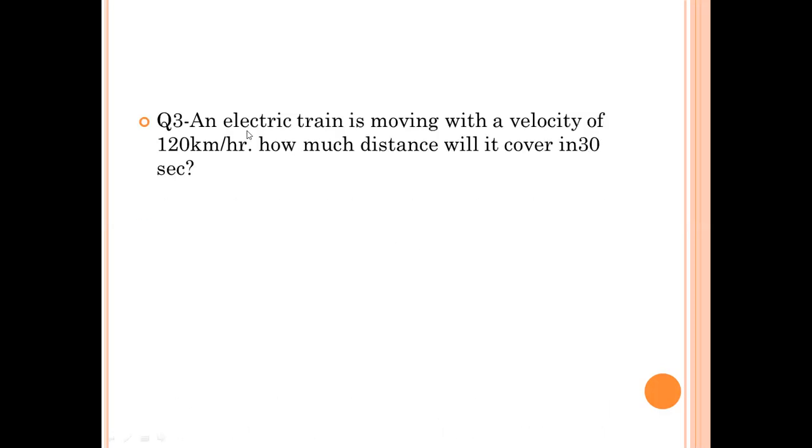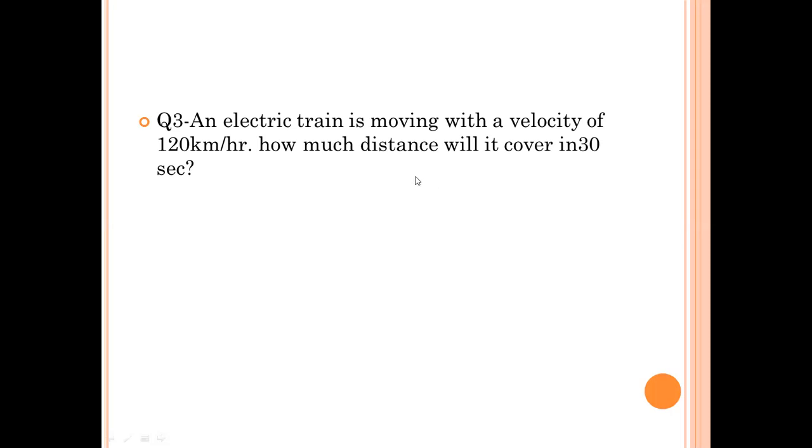Now the next question is, an electric train is moving with a velocity of 120 km per hour. How much distance will it cover in 30 seconds? Again, electric train is moving with a velocity of 120 km per hour. तो 120 km per hour इसकी initial velocity हो गई, that is u. Distance पूछा है, that is s. Time is given 30 seconds. तो convert first, see all the values. किलोमीटर per hour है, here it is second. तो first we need to convert this kilometer per hour into meter per second. Now we find out the s distance.